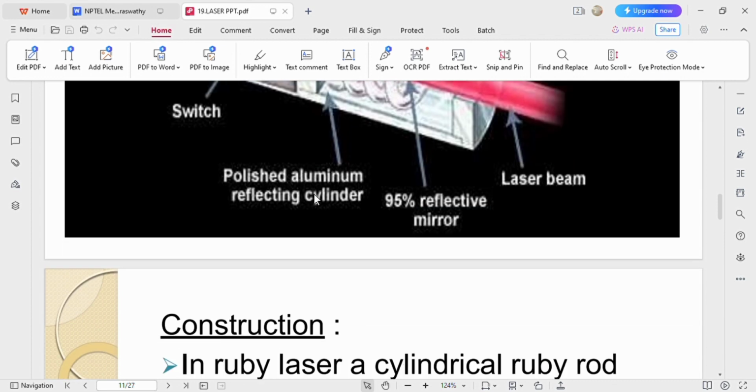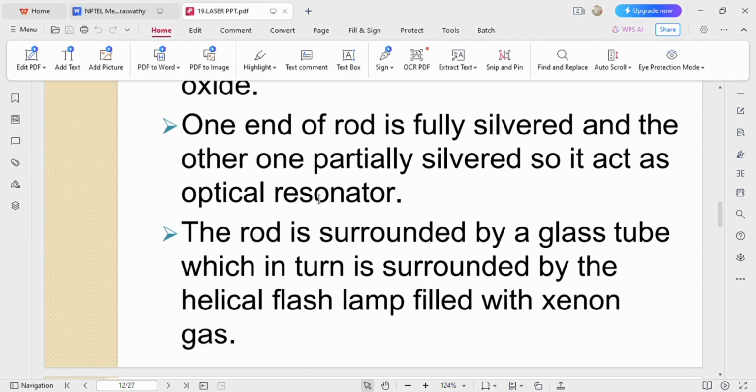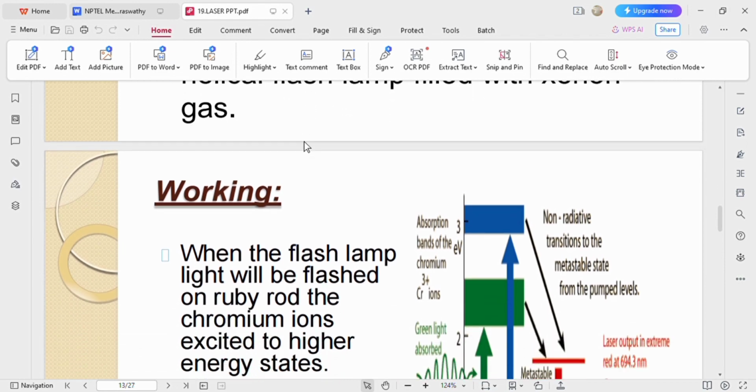Now we see the components of the laser. Coming to the ruby laser, the construction is mainly a cylindrical ruby rod made up of aluminum oxide which is doped with 0.05% weight of chromium oxide. One end of the rod is fully silverized and the other end is partially silverized, so it acts as an optical resonator. The rod is surrounded by a glass tube, which in turn is surrounded by a helical flash lamp filled with xenon gas. How does it work?